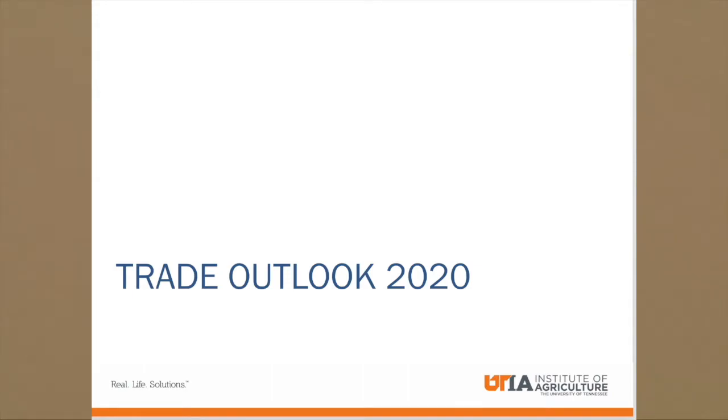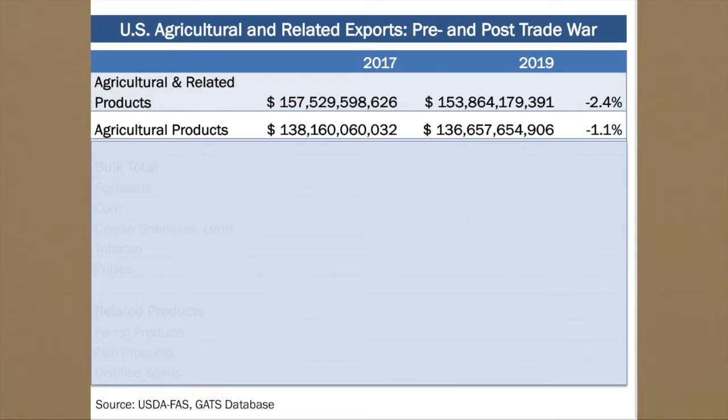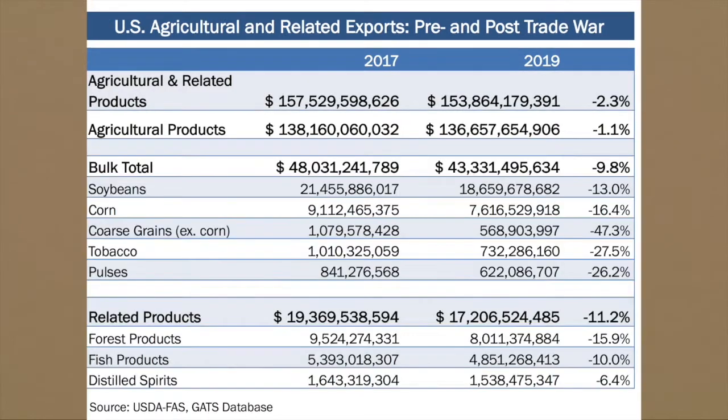What are the expectations for U.S. agricultural trade moving forward? To get there, we do need to think about what happened this most recent year. In 2019, U.S. agricultural exports were down about 1%. When you include related products like forestry and fishery products and distilled spirits, U.S. agricultural exports were down about 2.4%. And you may think, well, we were in a trade war, and these declines are relatively small, considering all the things that we had heard in the news and press.